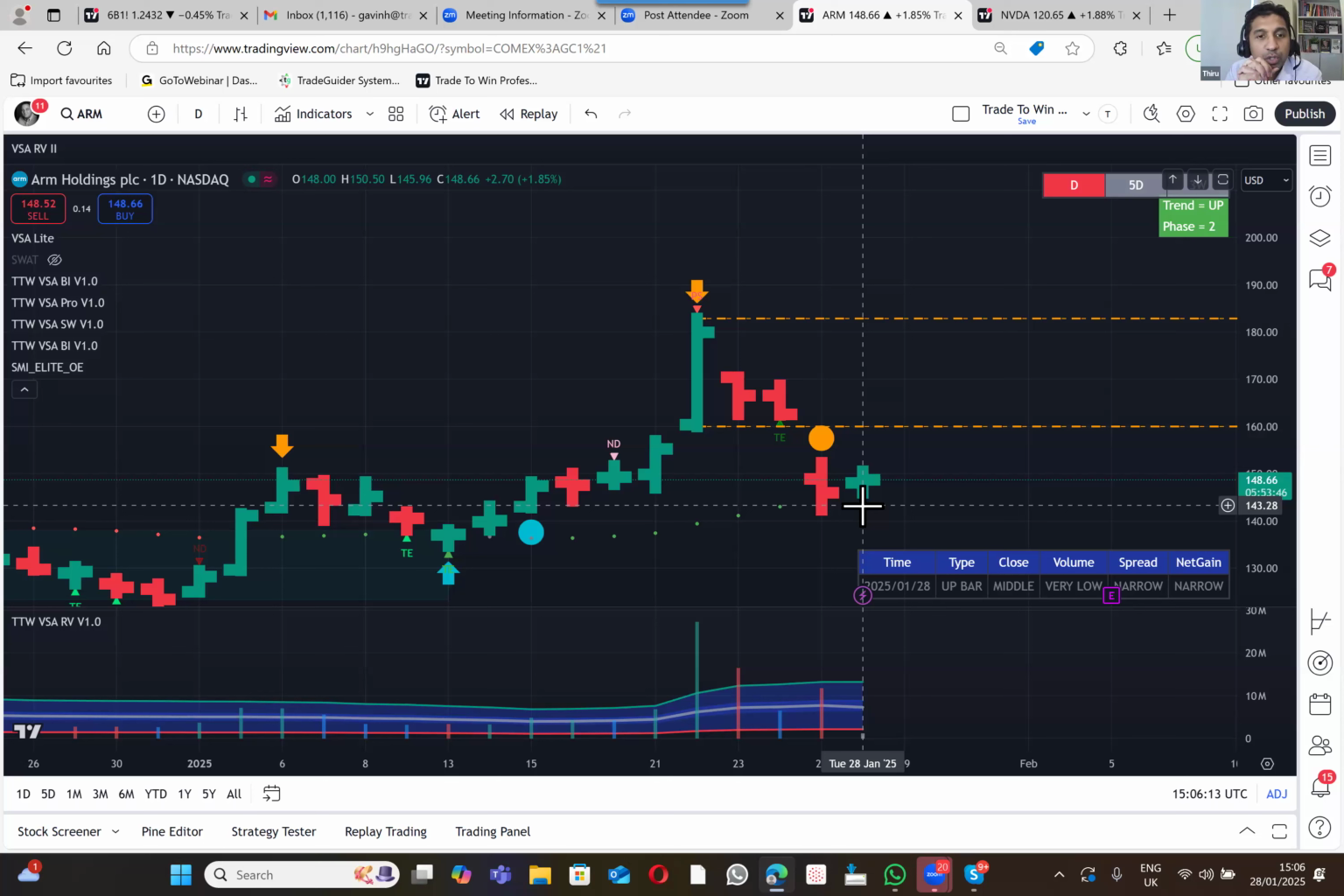So over here, you can see that the orange dot comes when the formulas are fulfilled for what has been programmed into there for a top to be recognized. Right. And that's what we got over there. But we just got to be aware that it's still in an uptrend, but it's a phase two, so it's a top to bottom move.